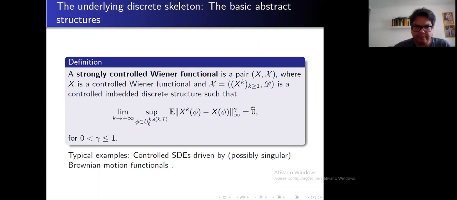So a typical example is when X is a controlled SDE driven by possibly singular Brownian motion functionals like a fractional Brownian motion. Okay. So the task is, if you interpret X as a controlled state, you have to construct this embedded discrete structure, calligraphic X. You have to find this sequence of processes which converge in this sense. There are many examples where you are able to construct this family with this property, and I will call this a strongly controlled Wiener functional.